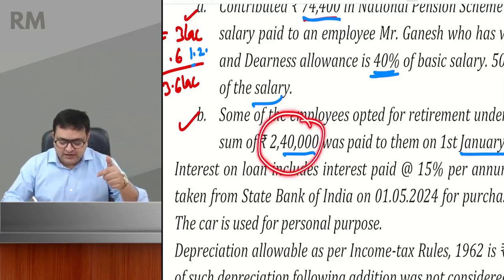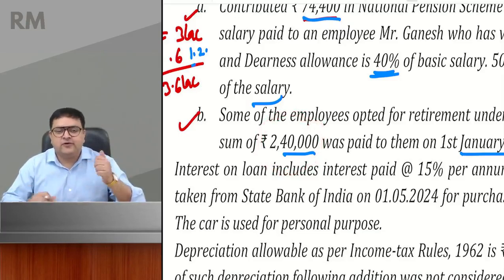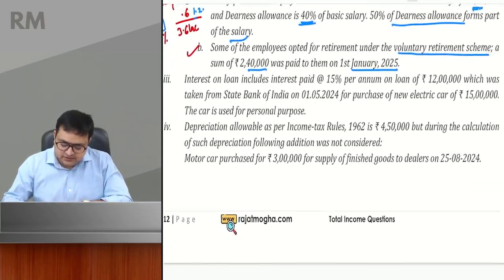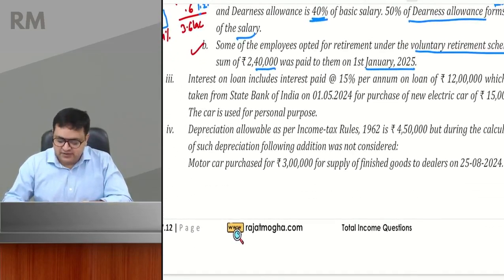So out of 240, because this person has debited entirely 240 and showing in salary, only 1/5 will be allowed. 4/5 will be disallowed. Everybody is okay with it now? Are you able to recall this provision? 4/5 will be disallowed.